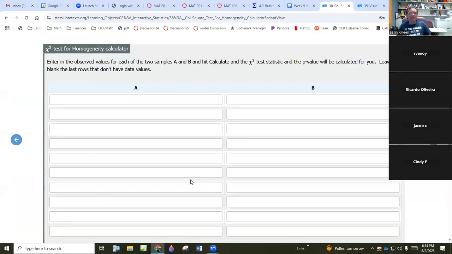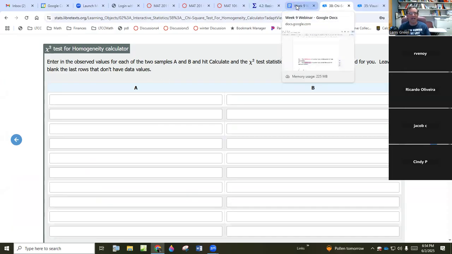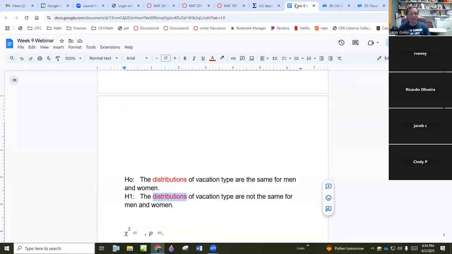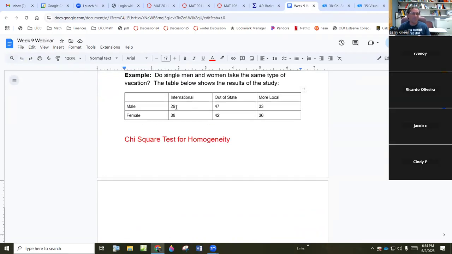Okay, and what it says is enter in the observed values for each of the two samples, A and B, and hit calculate. And the chi-squared test statistic and the p-value will be calculated for you. Leave blank the last rows that don't have data values. Okay, and now we just plug them in. So we have 29, 47, and 33.